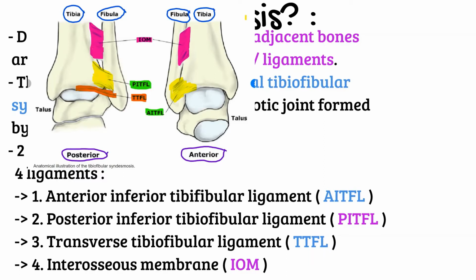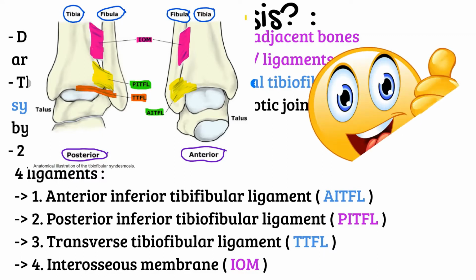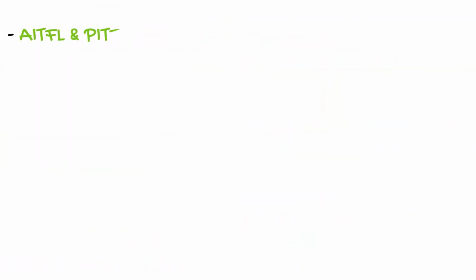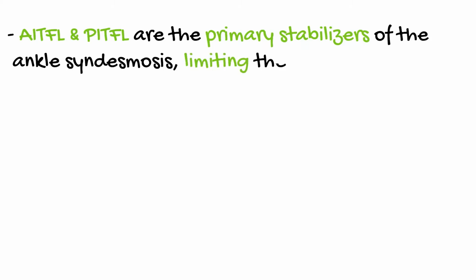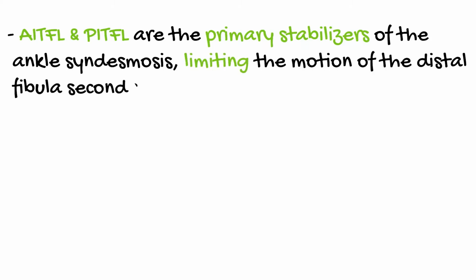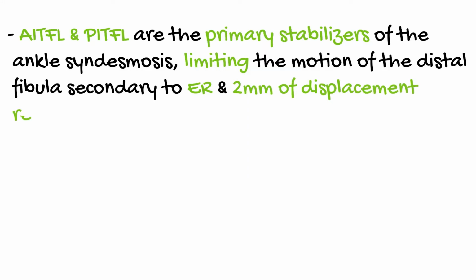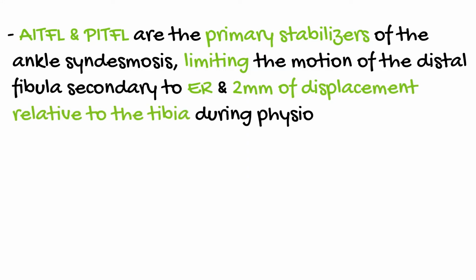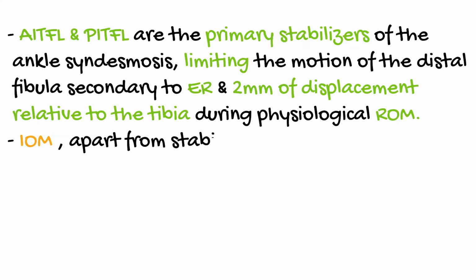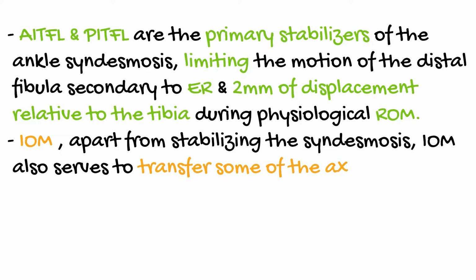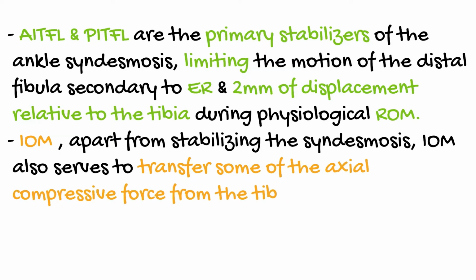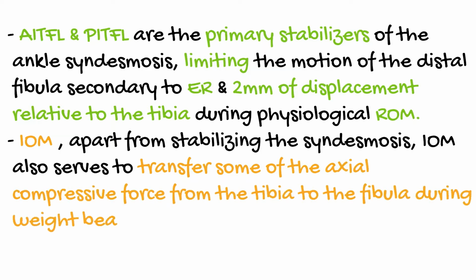This figure shows the syndesmosis joint anatomy. The anterior inferior tibiofibular ligament, AITFL, and posterior inferior tibiofibular ligament, PITFL, are the primary stabilizers of the ankle syndesmosis, limiting the motion of the distal fibula secondary to external rotation and 2 mm of displacement relative to the tibia during the physiological range of movement.